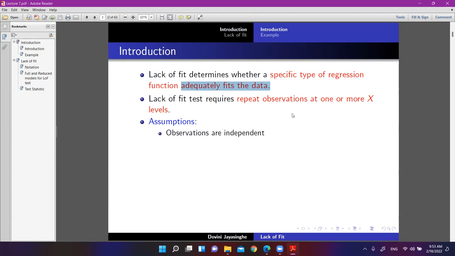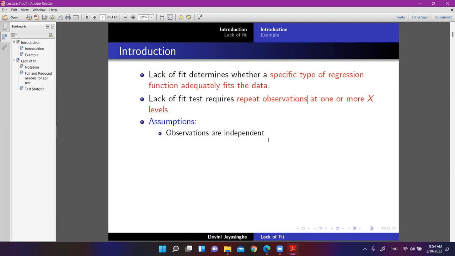So this is actually going with the linearity when we talk about simple linear regression. Most probably this occurs when we have multiple observations for a single X level. So we are going to discuss that. The lack of fit test requires repeat observations at one or more X levels. So there should be repeated observations. We'll discuss with an example.